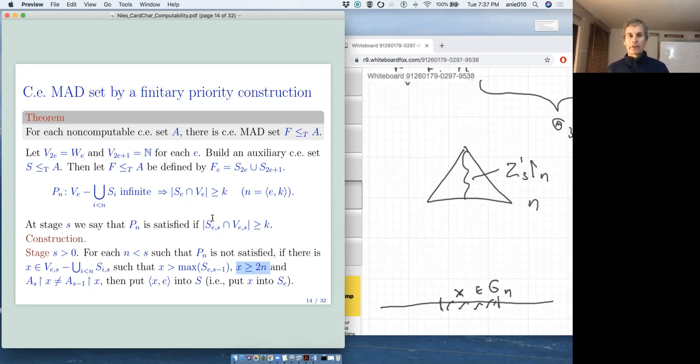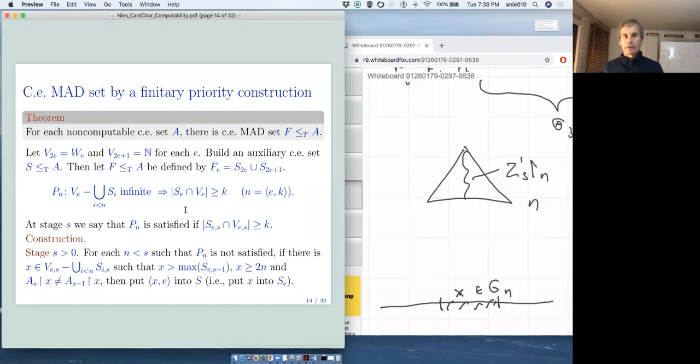To ensure each S_e is infinite, I actually have to do a bit more. I don't know what V_e is, but if I make every other V_e just the natural numbers, then I ensure enough gets shoveled into the odd S_e's, and I simply say F_e is the union of S_2e and S_2e+1. And that takes care of each column of F being infinite. All right, so it's easy to make CE MAD sets.